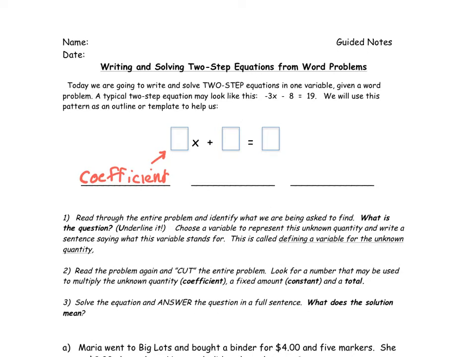The next spot that we're going to try to fill in will be the constant. And even though it shows that there's a plus sign, we could be taking away a constant. So for the purpose of this pattern, we just have a plus sign there. It could be a minus sign. And then on the other side, whatever we have there will end up being the total, equals whatever the total is. So this is the outline, and that's what we're looking for: a coefficient, the number that's working with the variable, a constant, a fixed value, and then a total.